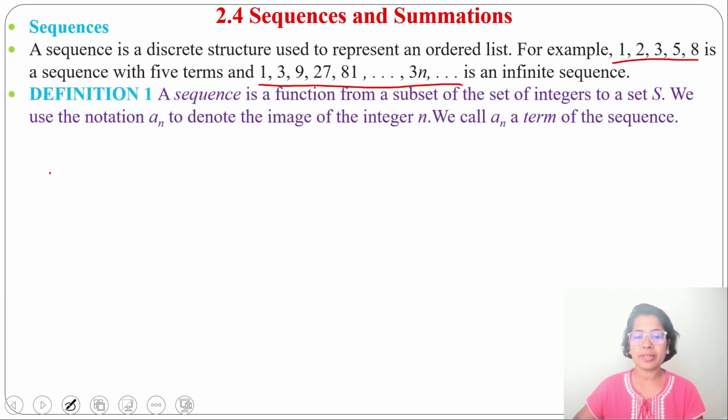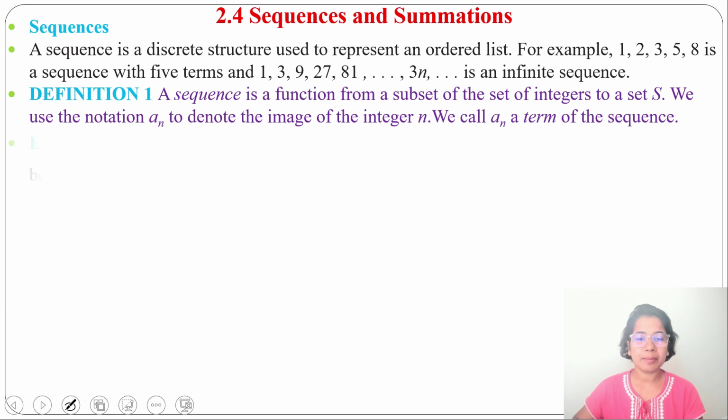Now, the definition of a sequence. A sequence is a function from a subset of the set of integers to a set S. We use the notation a_n to denote the image of integer n. We call a_n a term of the sequence. So, in the sequence, the individual elements are terms.